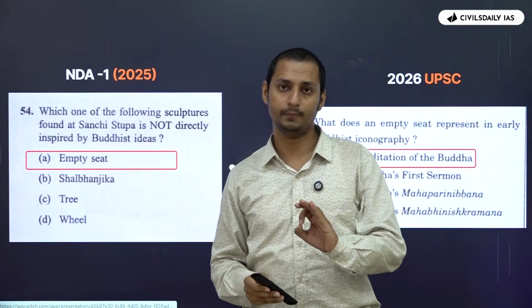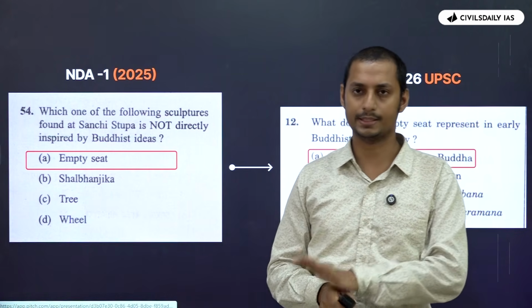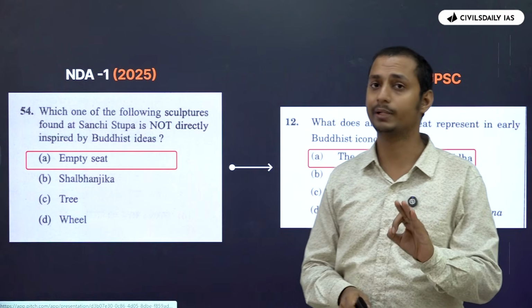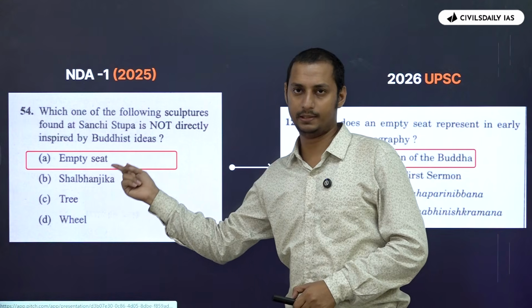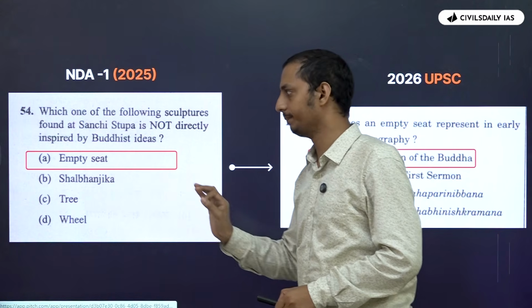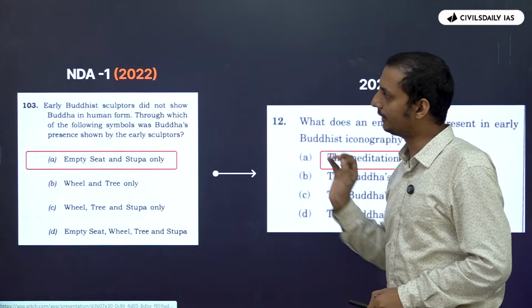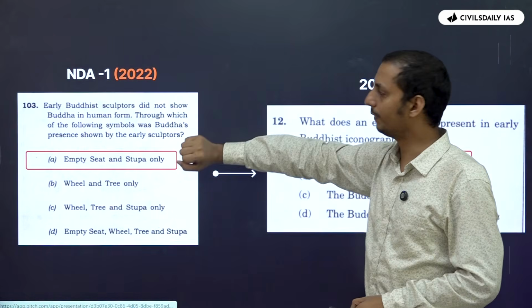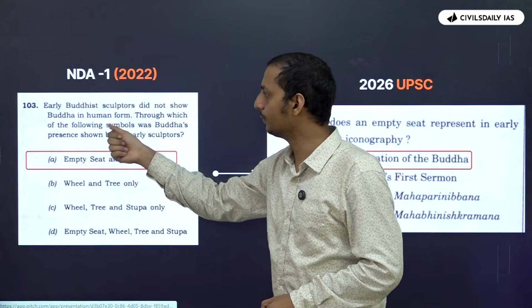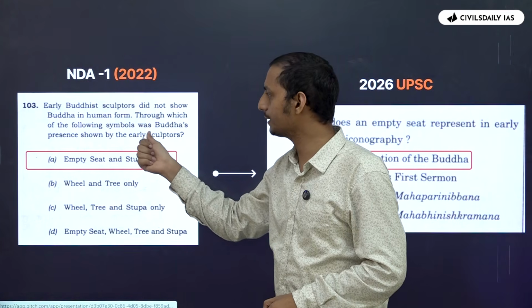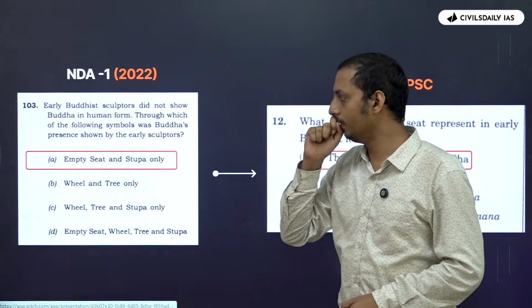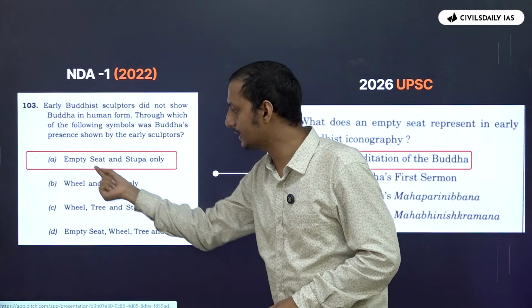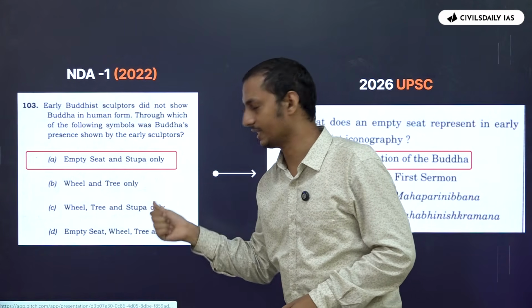Only the option, okay? I'm not saying direct NCERT, directly you will get the answer to the same. But one of the options was empty seat here. The same thing has been asked in NDA 2022 as well. Early Buddhist sculptures did not show Buddha in human form. Through which of the following symbols was Buddha's presence shown in early sculptures? And here as well, they have provided empty seat.